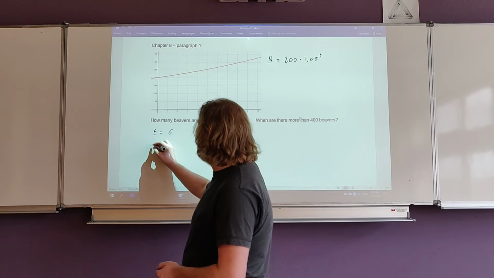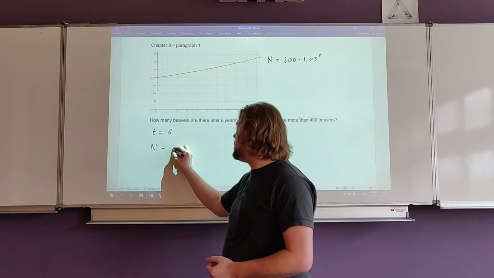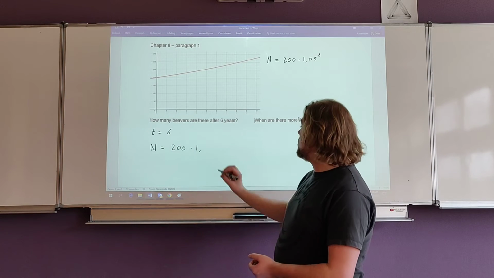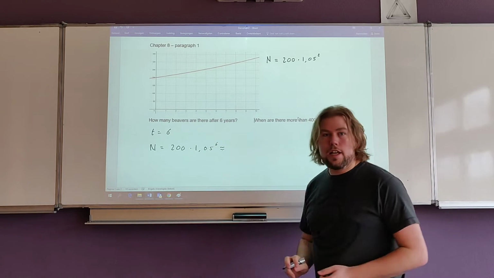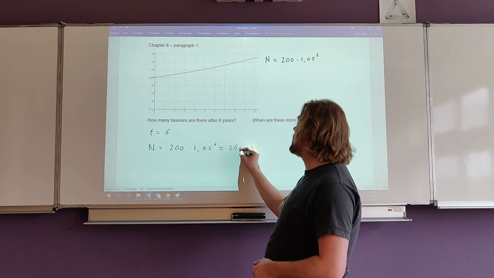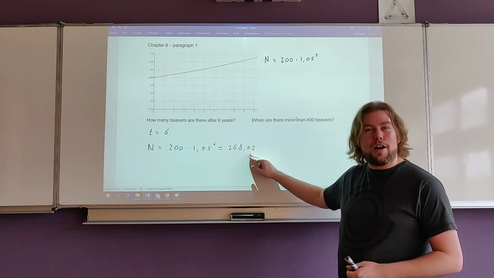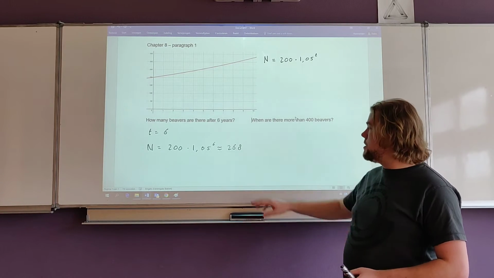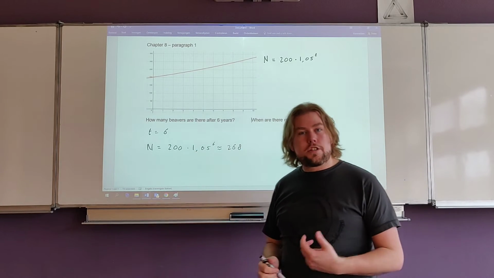If I want to know how many beavers there are after 6 years, with your calculator, you do this. You do 200 times 1.05 to the power of 6. Now you can calculate that, and then we have 268.02 beavers. Now you can't have less than a whole beaver, so you can erase that. So it's 268 beavers after 6 years.